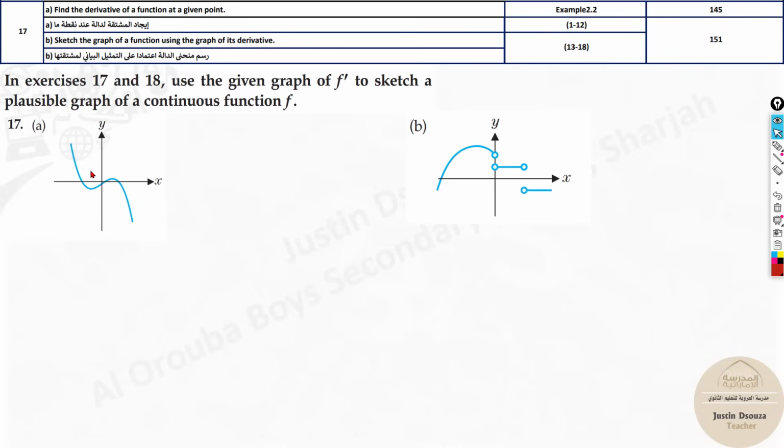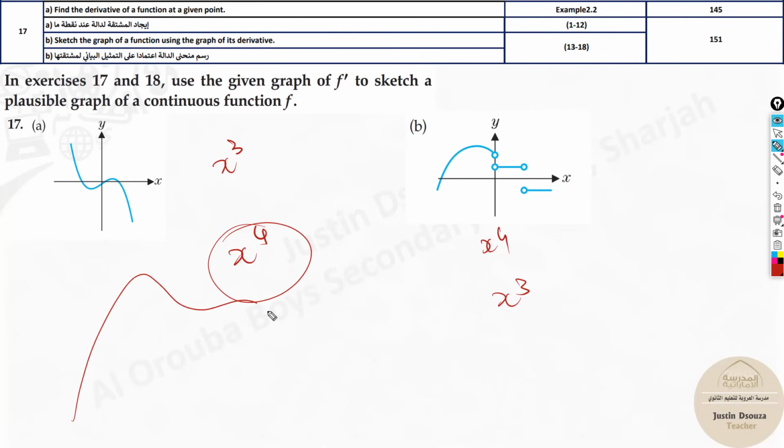When we find the original graph, it will be one more, in the sense, sorry for that, in the sense, now if this is cubic, we should have the original graph to be x to the power 4, because only when we differentiate x to the power 4 we will get x to the power 3, right? So the original function must be x to the power 4. That means it's like a parabola with undulations.